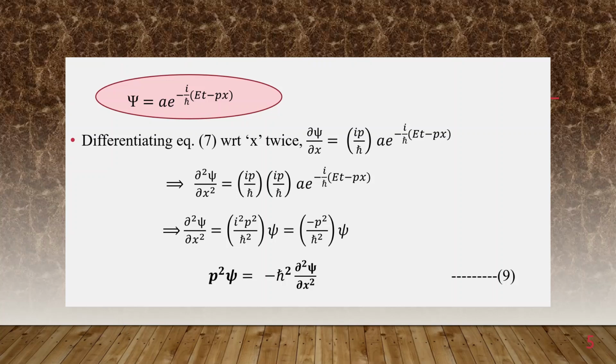Here you can see this momentum p square also acts on the wave function as an operator. So for quantum mechanics there are two main operators, the energy operator and the momentum operator, that you will study later. Okay, so this equation can be written as equation number 9. Is it clear? Let's move on to the next slide.